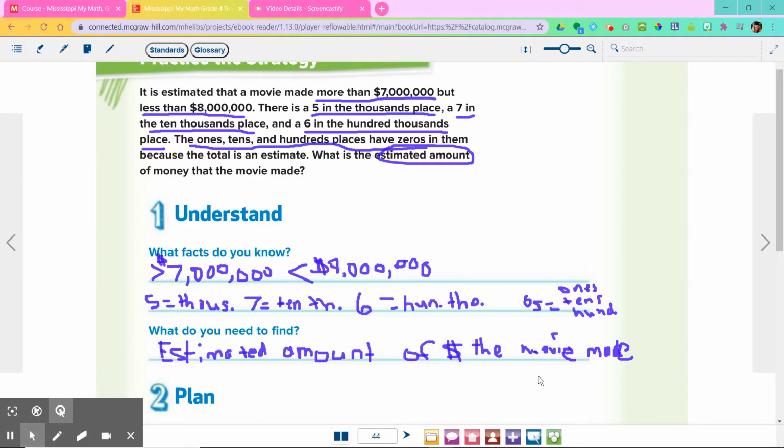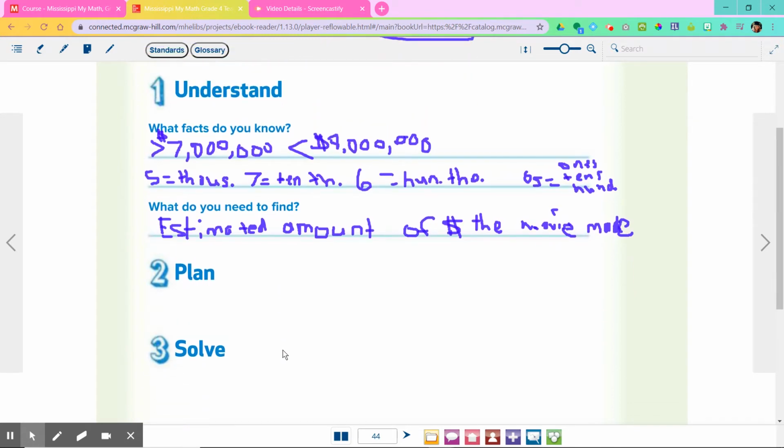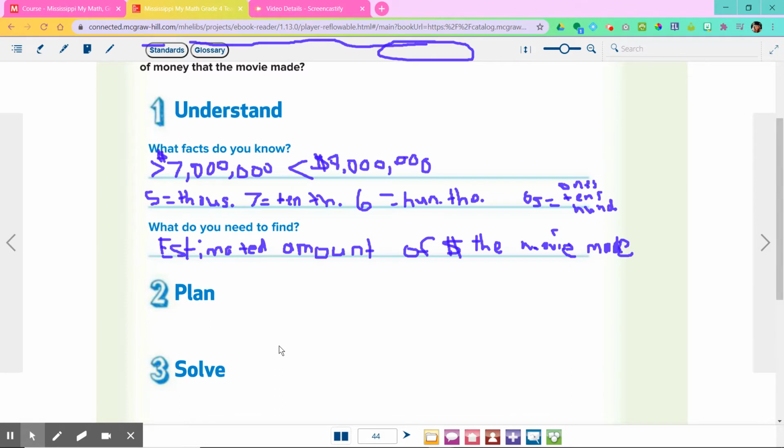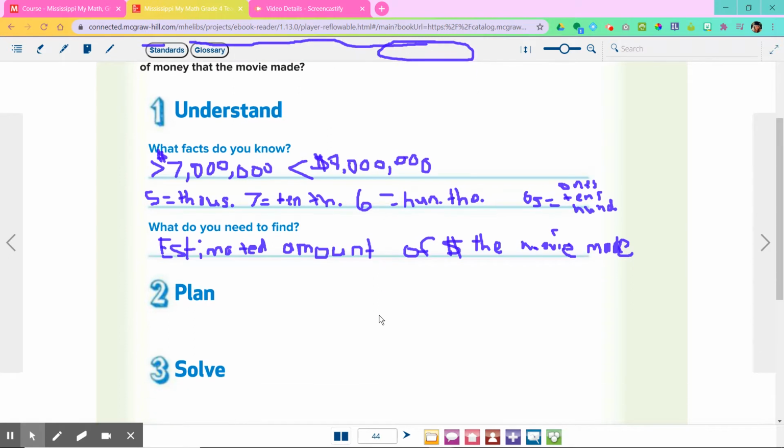All right. So we've got our facts. Now we need to make our plan. So when we're talking about knowing that it's greater than 7 million and less than 8 million, and they tell us all of these place values, I really think that the best plan of action is to use a what to solve. What could possibly help us put these numbers in those specific place values?